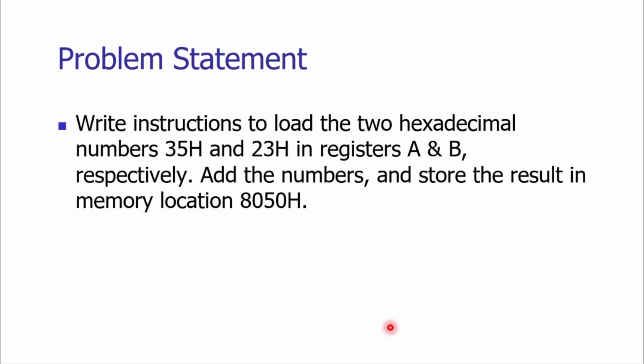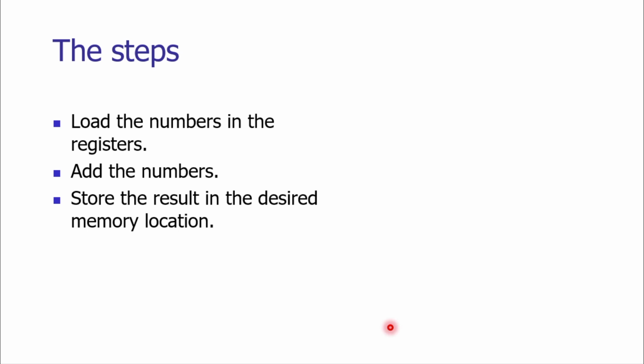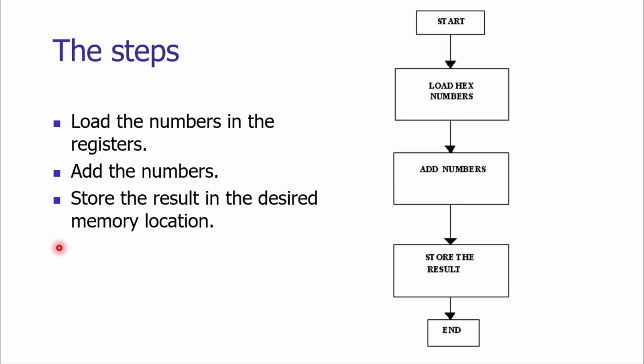Now let us write a simple program. The objective of this program is to load two hexadecimal numbers, 35H and 23H, at registers A and B, and then add these numbers and store the result of this addition at a location 8050H. So let us see how to write a simple program. The various steps can be seen on your screen. First of all, loading of the numbers to the respective registers, then addition of the numbers, and then storing the result at the desired memory location.